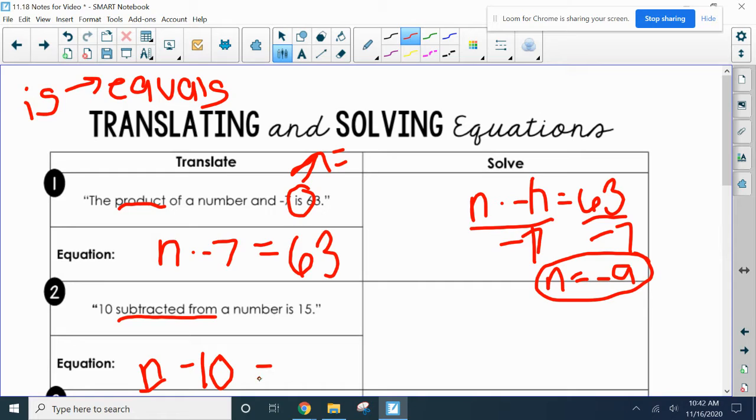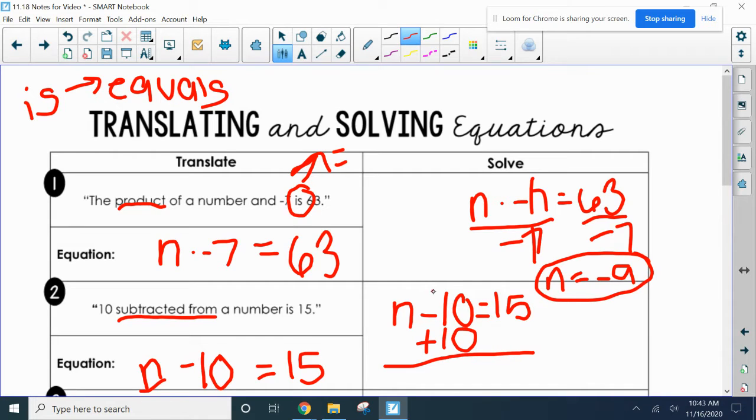So now we can go ahead. We know how to solve our one-step equations. n minus 10 is 15. Our inverse of subtraction we know is addition. What I do to one side, I have to do to both sides. Those two cancel, and then we're left with n equals 15 plus 10, which is 25.